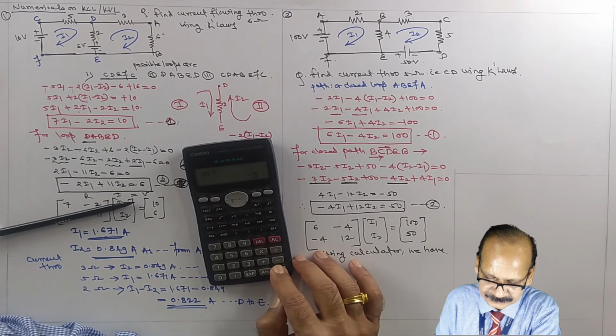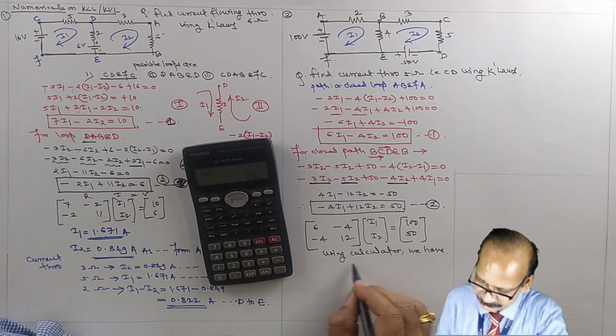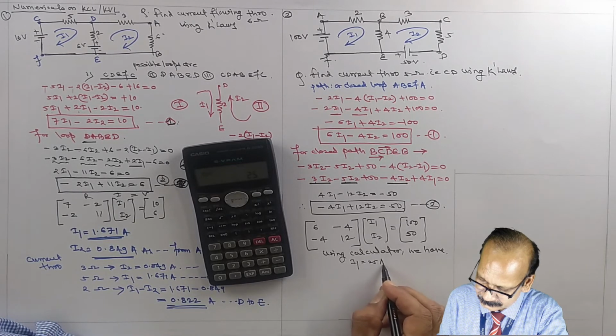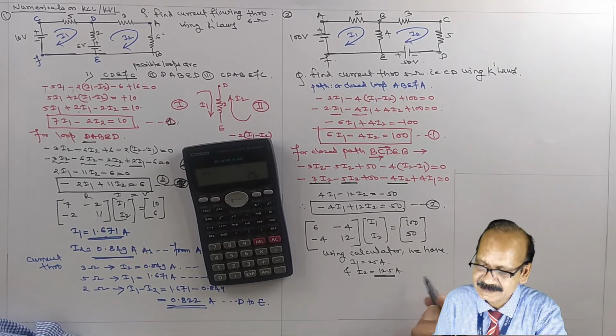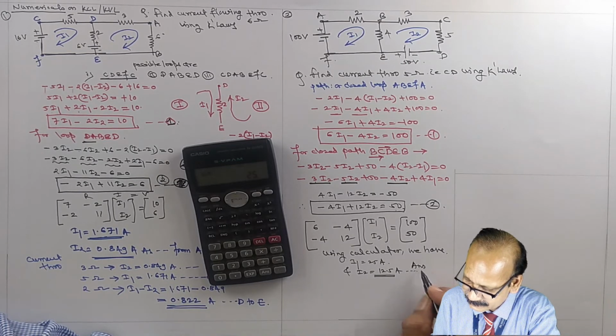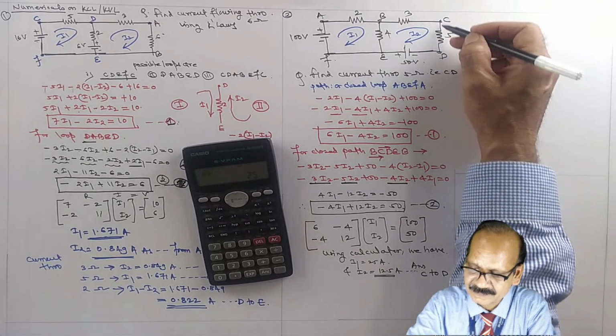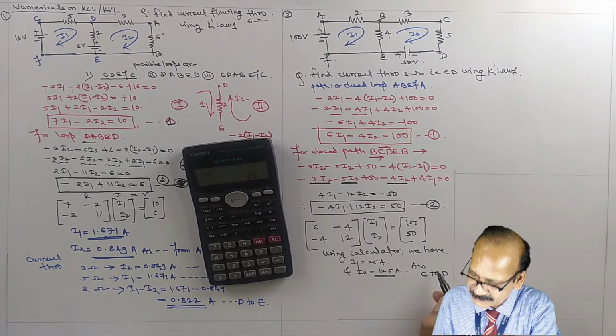Check it once again. Go back. A1 6, B1 minus 4, 100, minus 4, 12, 50, equal to. I1 is 25 ampere, and I2 is 12.5 ampere. So I2 is flowing through the 5 ohm resistance. So this is the answer, and it is flowing from C to D. As the answer is positive, that means the assumed direction is the correct, actual one. So it is flowing from C to D. This is the required answer.